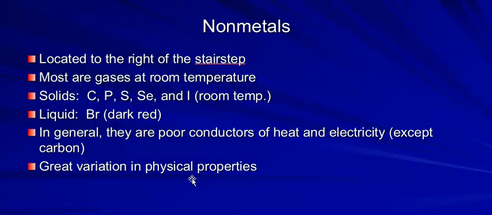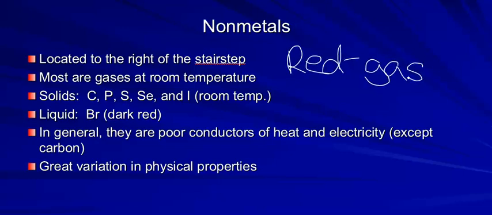Nonmetals are located to the right of the stair step. Most of these are gases at room temp. If you go back to the periodic table, if it's outlined in red, it's a gas at room temp. And again, I'm talking about the periodic table on the wall in the classroom. There are some solids. There's also one liquid, and that is bromine. It's a dark red liquid at room temp. Now, nonmetals are poor conductors of heat and electricity, except for carbon. And there's a great variation in physical properties because some are solids, some are liquids, some are gases at room temp. They react differently.